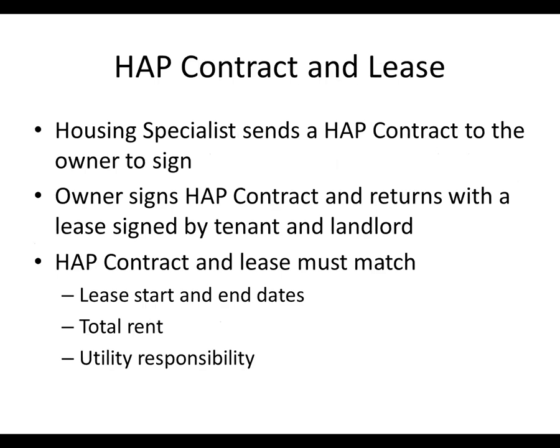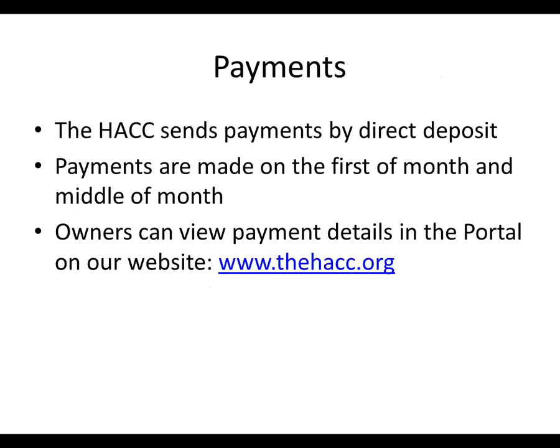The housing specialist will send the HAP contract to the owner to sign. The owner signs the contract and returns it with the lease that both the tenant and landlord have signed. The HAP contract and lease must match, both with the lease start and end dates, the total rent for the unit, and the utility responsibility breakdown. When you sign the lease, make sure all this information is clearly spelled out, and make sure you get a copy of your signed lease.